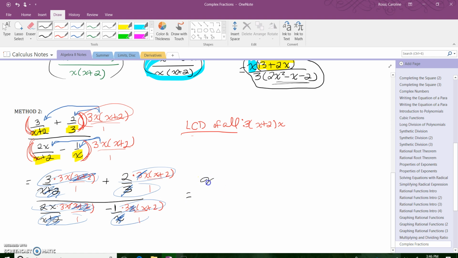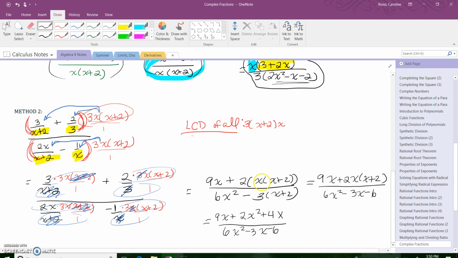I have 3 times 3x, 9x. And then right here, I have 2 times (x plus 2). And then in the denominator here, I have 2x times 3x. So that would be 6x squared minus a 3 is left over and an (x plus 2). I just did this 2 times x and wrote it nicer here so that I can distribute it easily and get 2x squared plus 4x. The very last thing you can do is add 9x and 4x and get 13x. And 6x squared minus 3x minus 6.